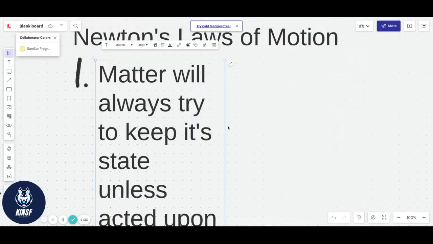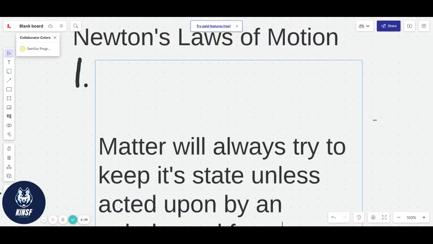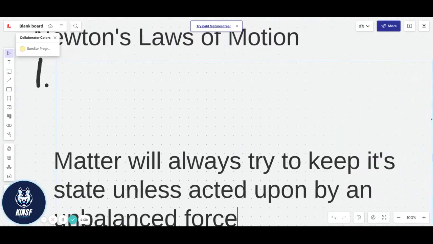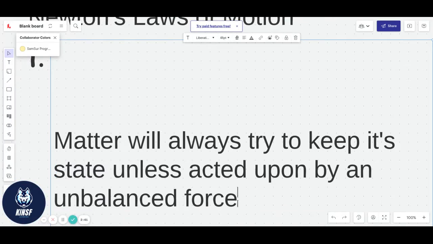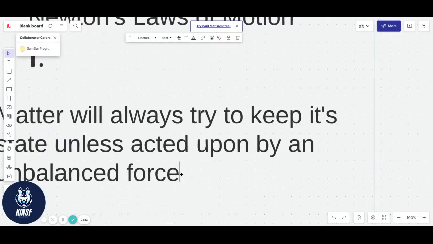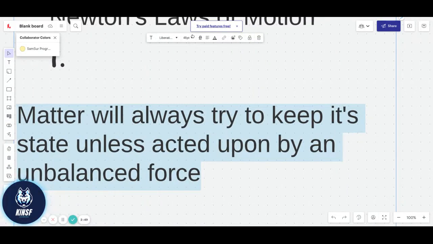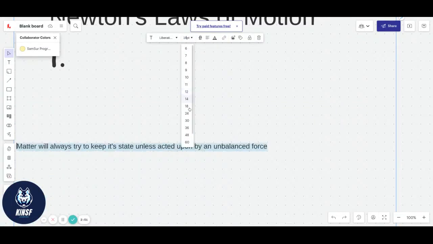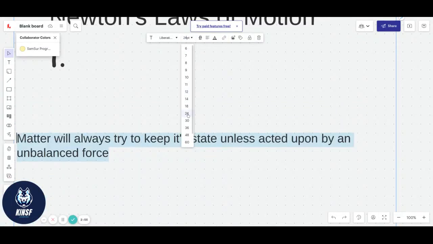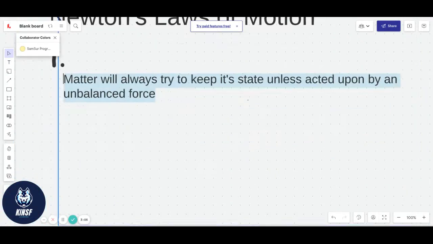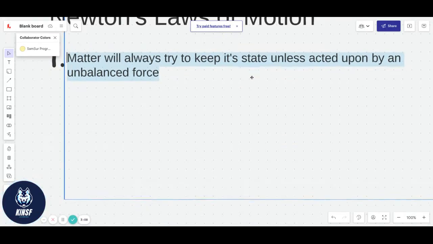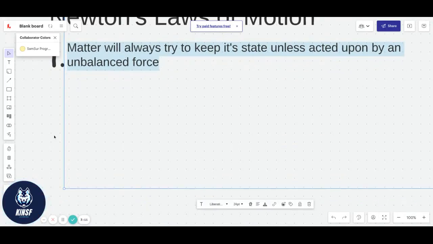So let's expand this. So let me just scale this because I did it a bit big. Okay, that's good. How do I move this? Okay, one second. We're having some technical issues. Okay, there we go. That's the first one.